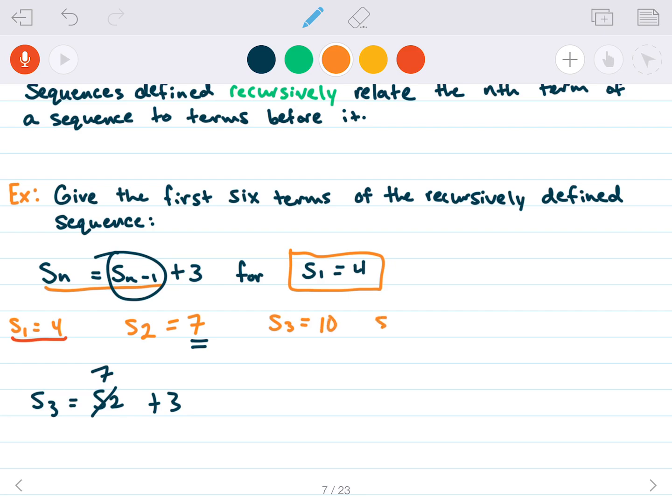Now for S sub 4, you guessed it, we're going to use S sub 3. So S sub 4 is equal to S sub 4 minus 1 plus 3. Now S sub 4 minus 1, the subscript is just a 3. So this is S sub 3 plus 3. And S sub 3 we just found, it's 10. So this is 10 plus 3 is 13.